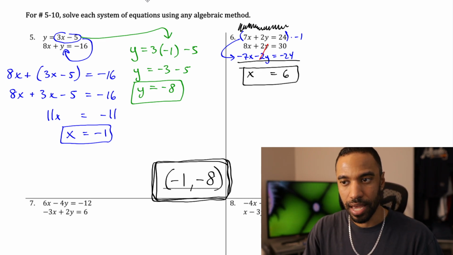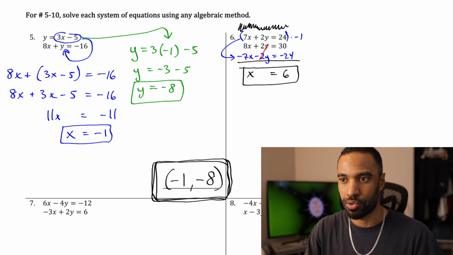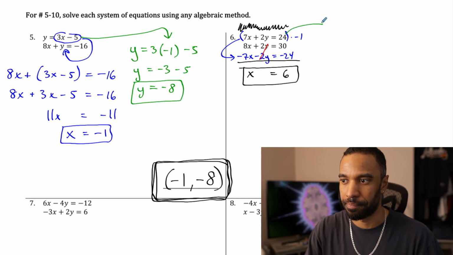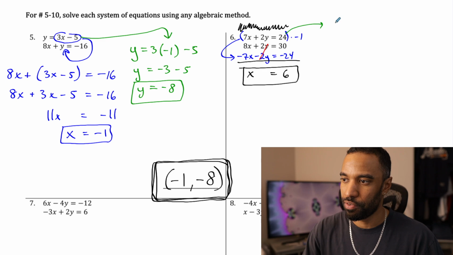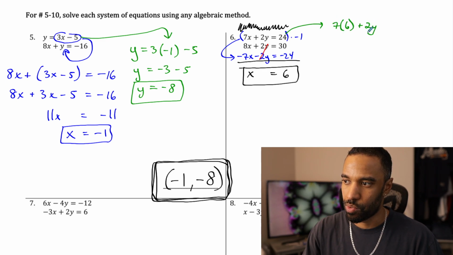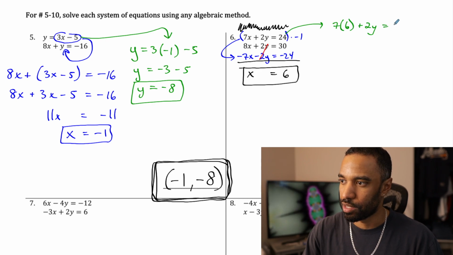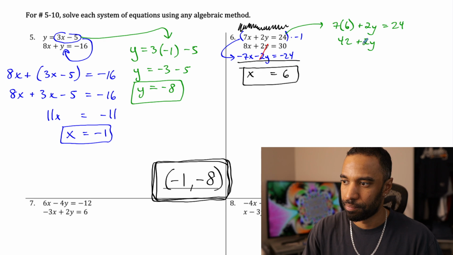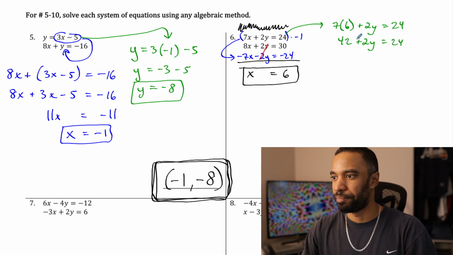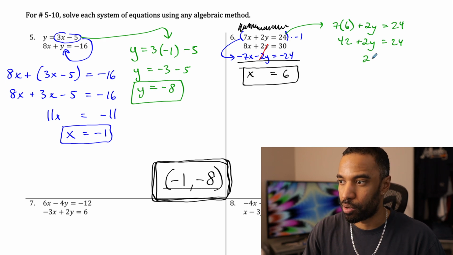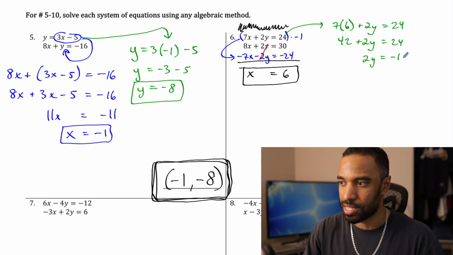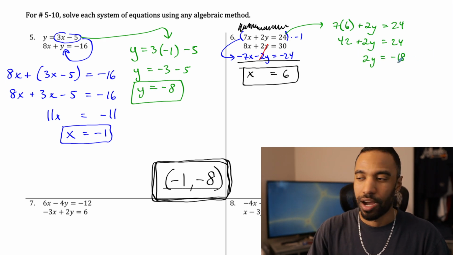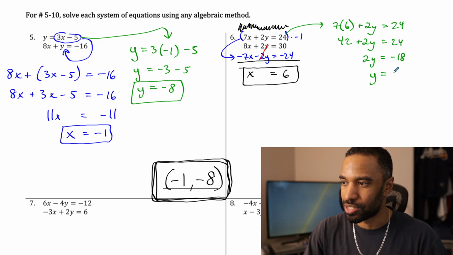I'm going to go ahead and use the top equation just to show that I can. So I'm going to substitute 6 for x here, and I get 7 times 6 plus 2y equals 24. And that's 42 plus 2y equals 24. Subtract 42 from both sides here. I think that's negative 18. It better be. Divided by 2, I get y equals negative 9.